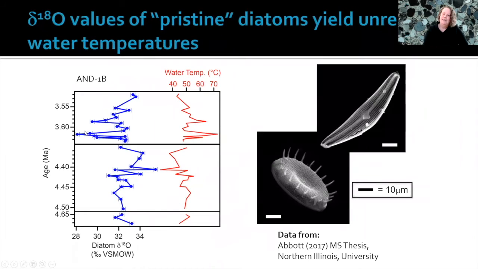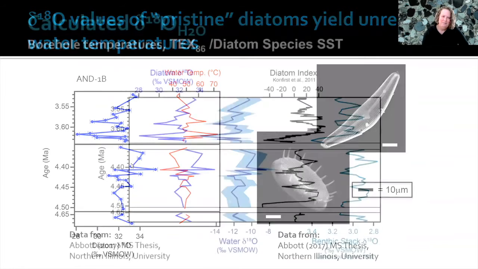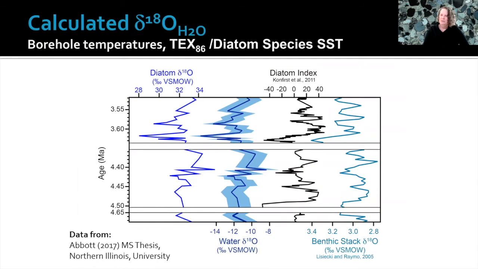We saw similar patterns in diatoms. So here are a couple of examples of very well-preserved diatoms and some oxygen isotopic data from those diatoms. If those data were used to calculate water temperatures, you can see they resulted in some very unrealistic values for this particular setting. Assuming reasonable temperatures of precipitation, these authors then went and tried to calculate the water composition. The water compositions that they came up with range between about minus 10 to minus 12 per mil SMOW, which again is very unlikely given that these are marine diatoms.